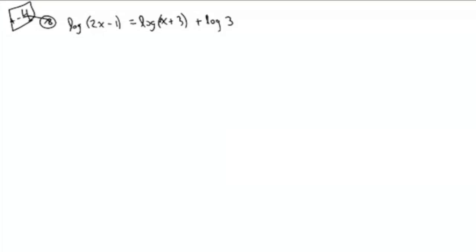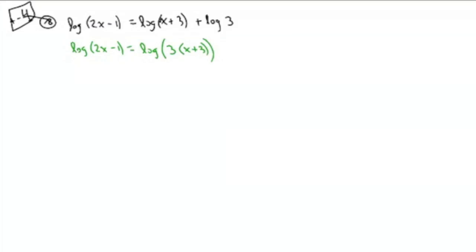So when you see a log plus a log, what operation really exists between the factors? Multiply. So I'm going to rewrite this as log of 2x minus 1 is equal to log of the product 3 times x plus 3. And that way I get log equals log. Once I get to log equals log, what must be true about the inside stuff?